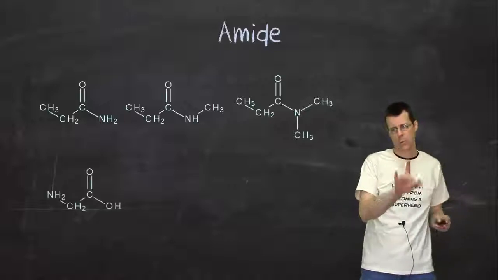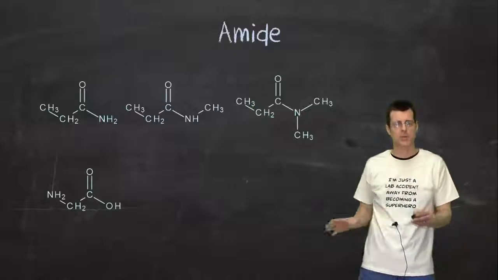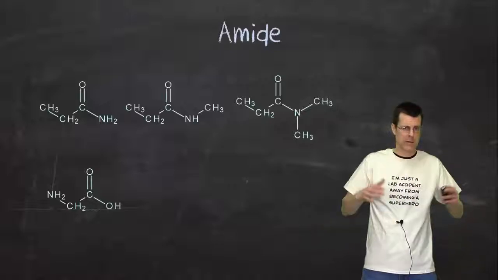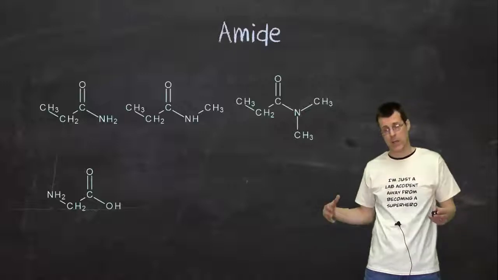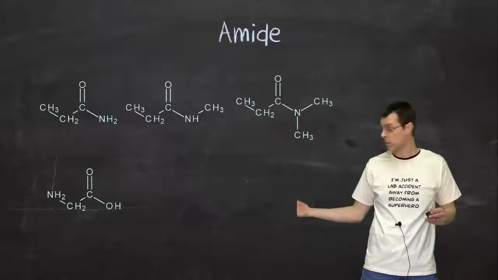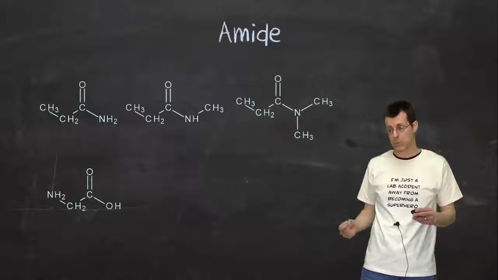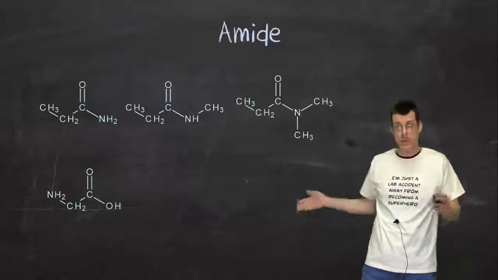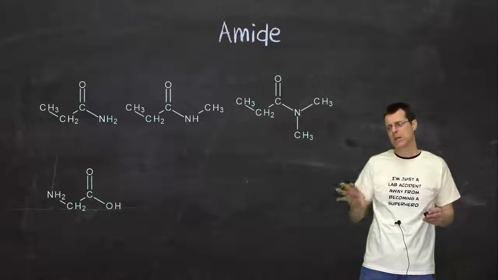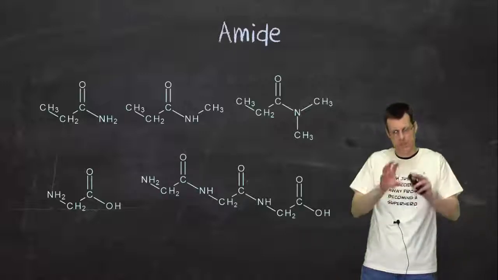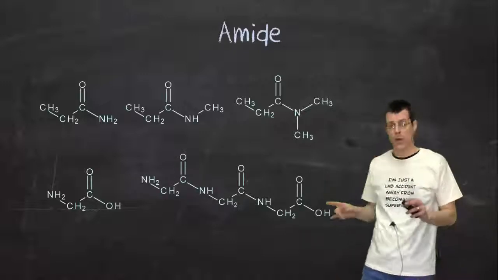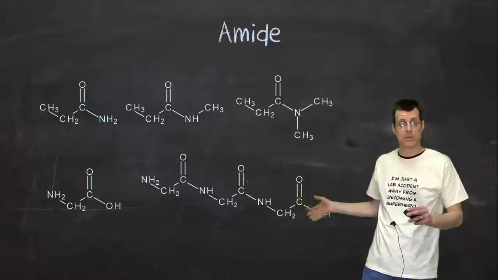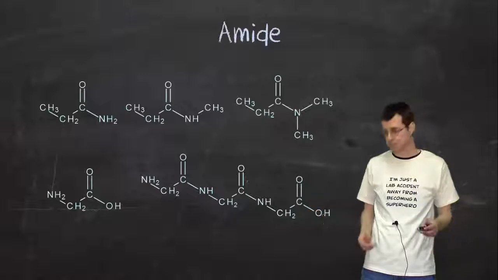Now, I want to point out one more. This particular compound here is not an amide, but you might recognize it as an amino acid. It has an amino group, the NH2 group, on one end, and the carboxylic acid group on the other end. That's where we get the amino acid. And if I start putting a bunch of those together into a chain, now I have amide groups. If you took biology, you may have learned that this is the building up of a protein.